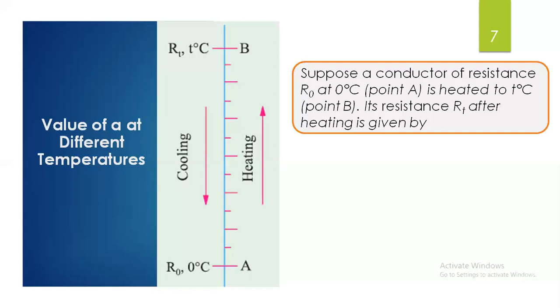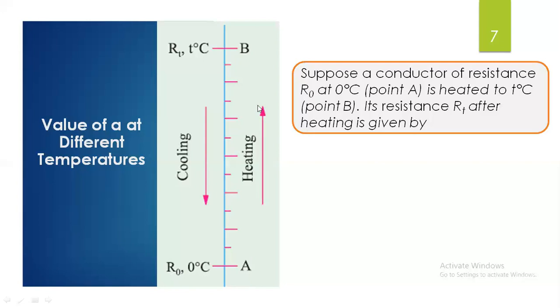It should be remembered that for any conductor, alpha 0 has the maximum value. Suppose a conductor of resistance R0 at 0 degrees Celsius, that is at point A, as you can see in this figure, is heated to T degrees Celsius.